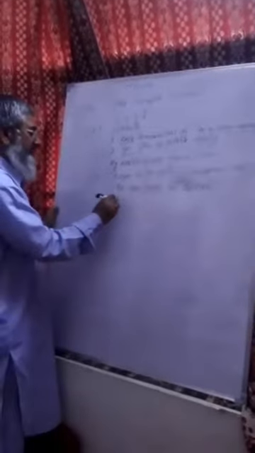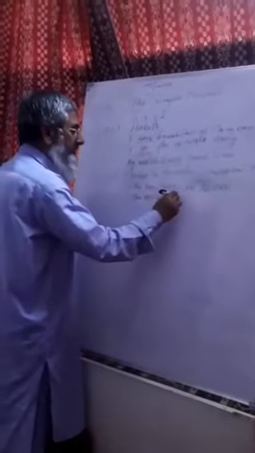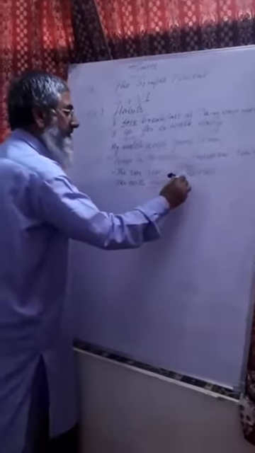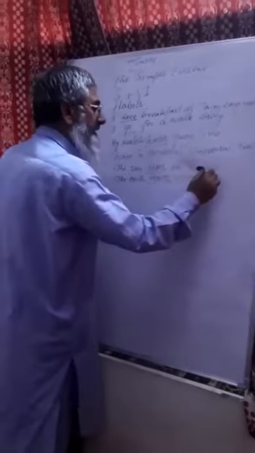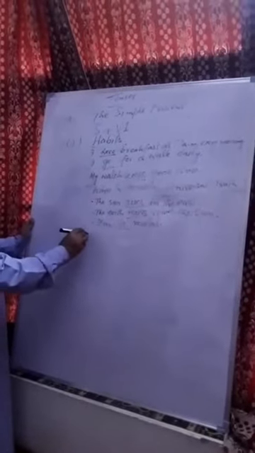Another example, the earth moves around the sun. Again a universal truth. Or man is mortal. This is again a universal truth. This is number 2. Number 3 is proverbs.